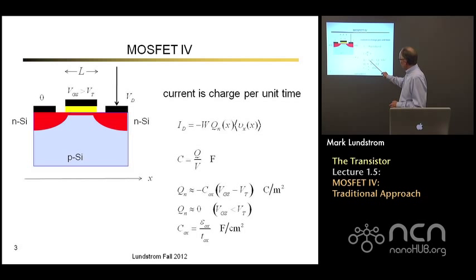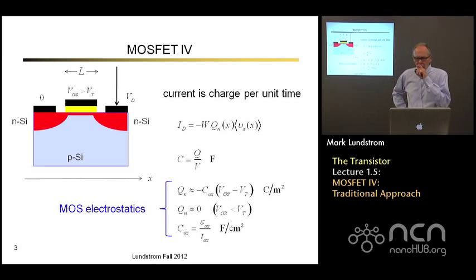And the definition of this oxide capacitance, it's just a parallel plate capacitor. And the capacitance per unit area is just the dielectric constant of the oxide divided by the thickness, Tox, of the oxide, which is in the range of 1 to 2 nanometers these days. Okay, so if we accept this MOS electrostatics on faith until we talk about it in more detail, then we have enough that we can compute the IV characteristics of this device.